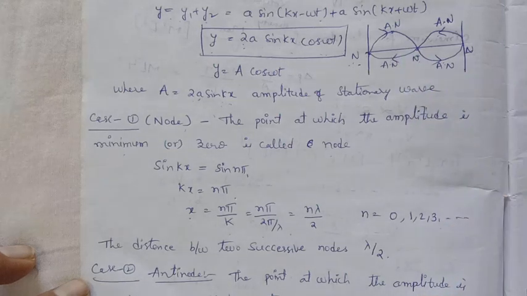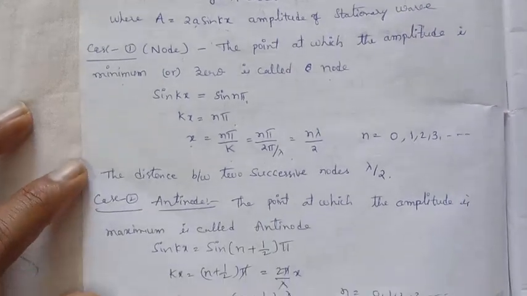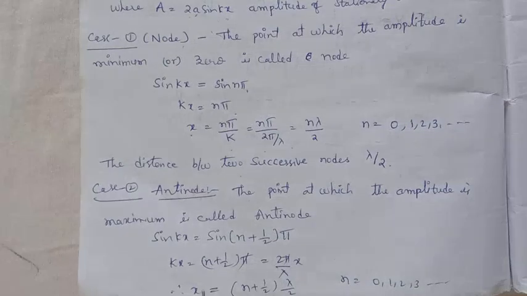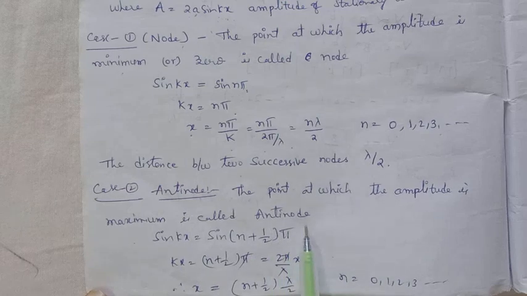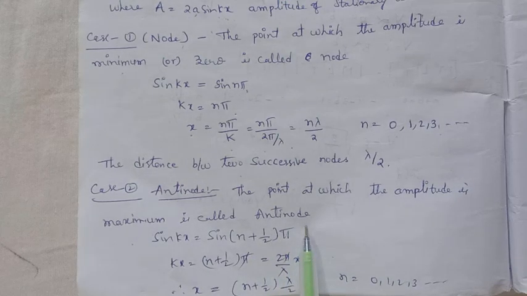At what point do you take an antinode? The point at which the amplitude is maximum. What is the antinode definition? The point at which the amplitude is maximum is called an antinode.